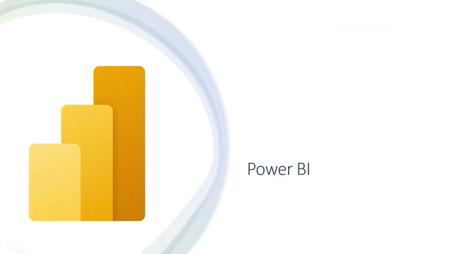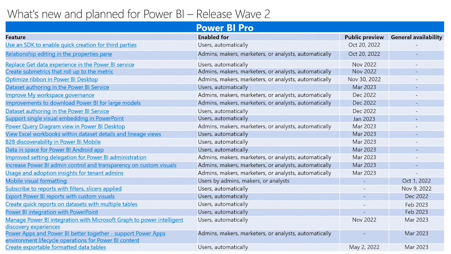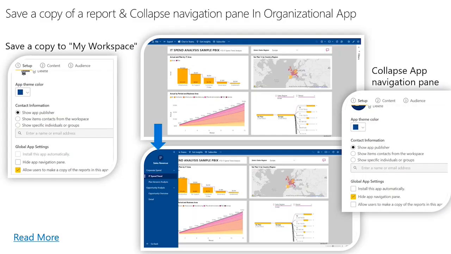All right, a little bit on the Power BI side. Again, here's some of the features from the Wave 2 release. So if you're using Power BI, take a look at those. A couple different slides there. Some new functionality in Power BI. One is save a copy of a report and also collapsing the navigation pane in an organizational app.